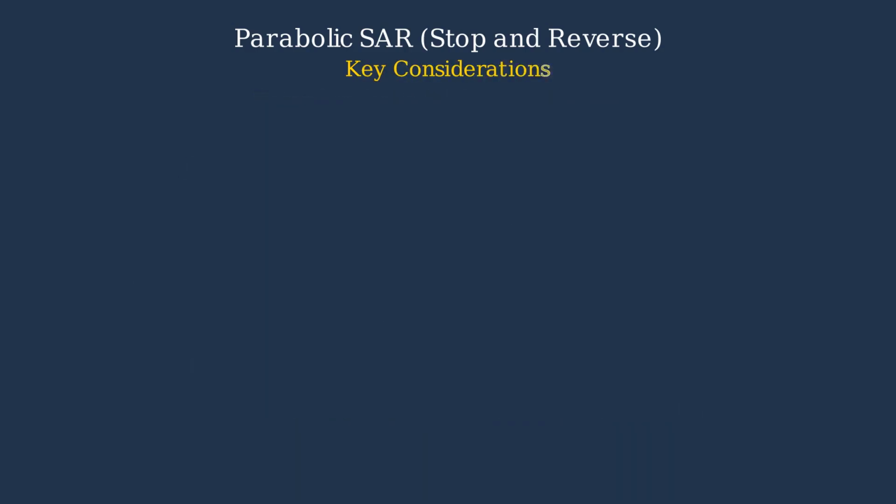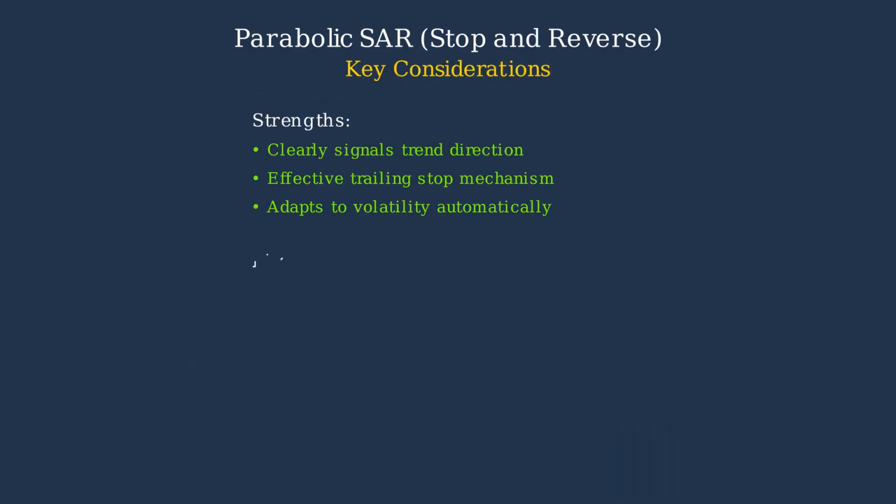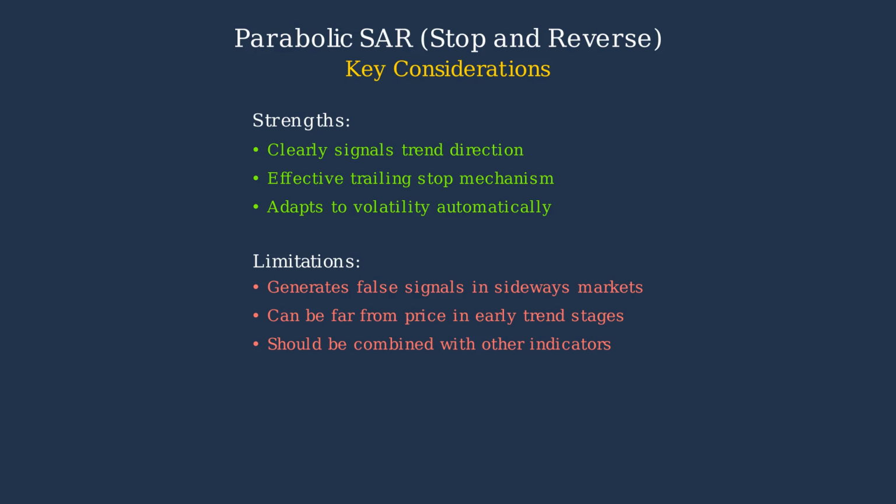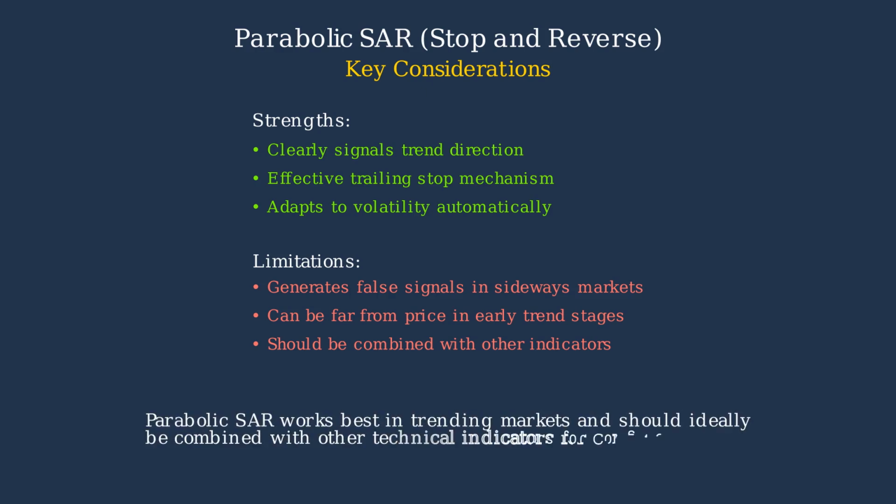The parabolic SAR has several strengths, including its clear trend signals and effectiveness as a trailing stop. However, it also has limitations. It can generate false signals in sideways markets and may be positioned far from price in early trend stages. In conclusion, the parabolic SAR works best in trending markets and should ideally be combined with other technical indicators for confirmation of signals.